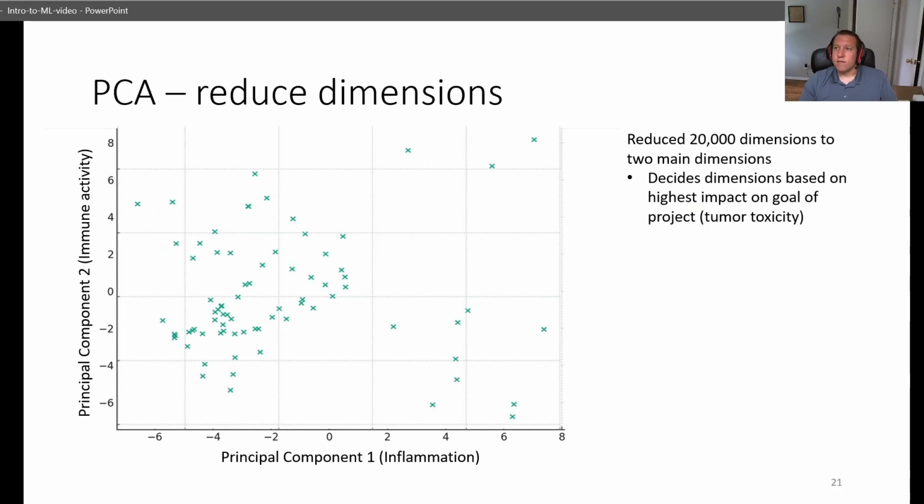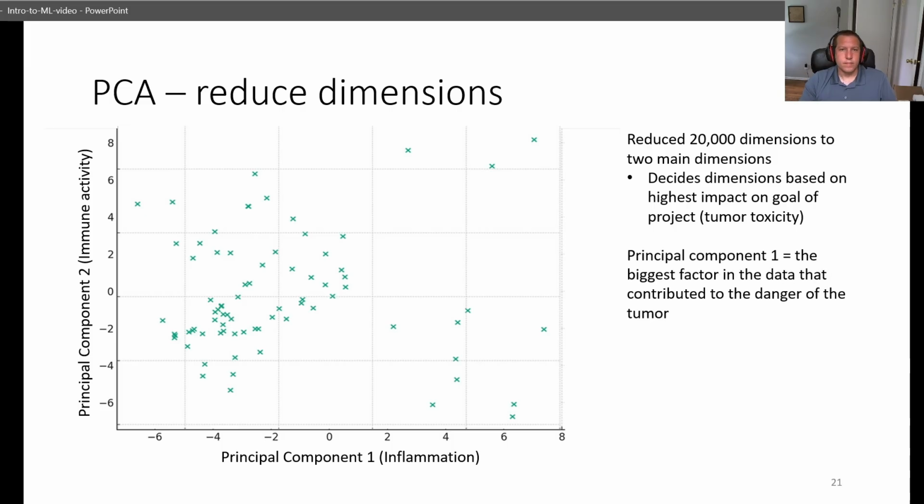So this is an example of a PCA generated graph in 2 dimensions, where I've reduced these 20,000 dimensions to the 2 main dimensions. What that means is I've now reduced all of the different factors that cause the toxicity of this tumor to the 2 main factors that will help me determine the level of toxicity of these tumors. How this works is that the model essentially examines all of these patterns and determines the ones that are most likely to produce the desired output.